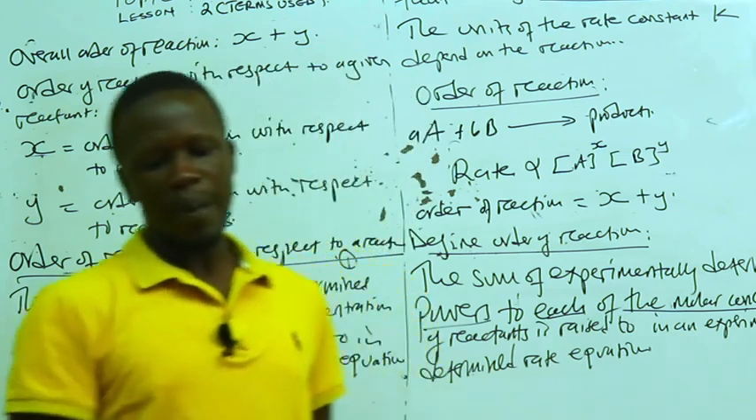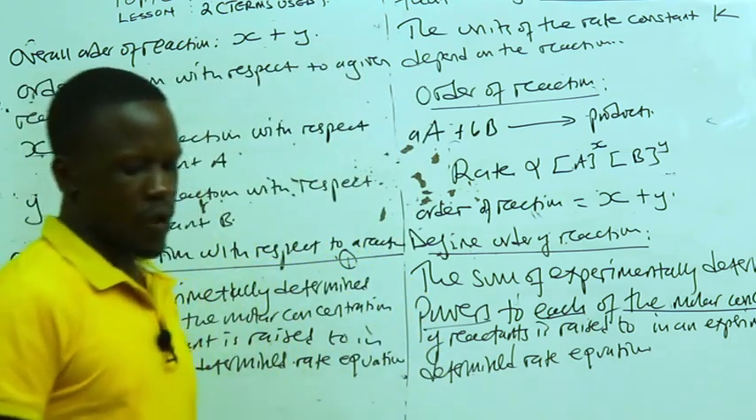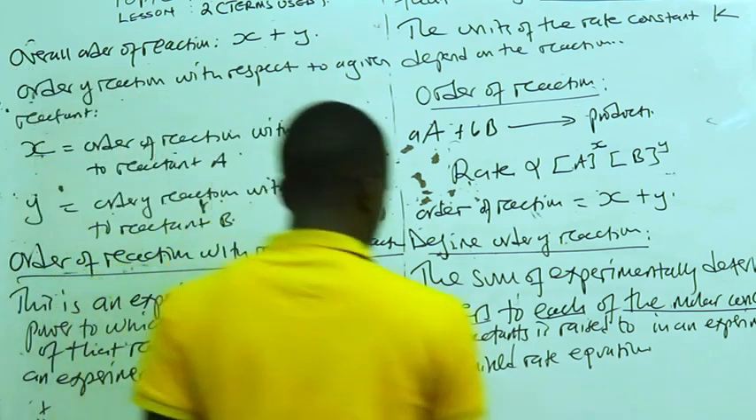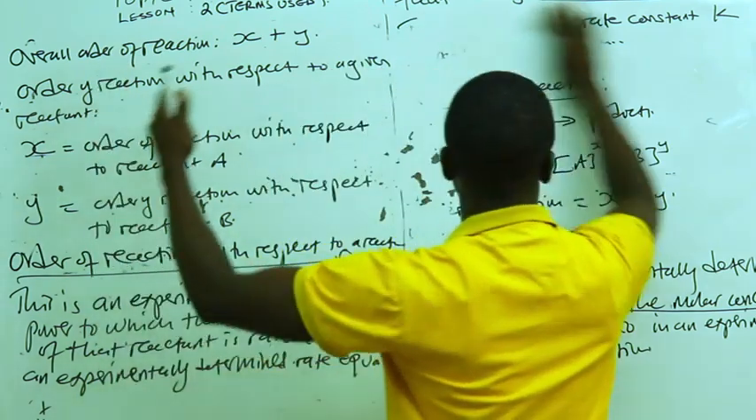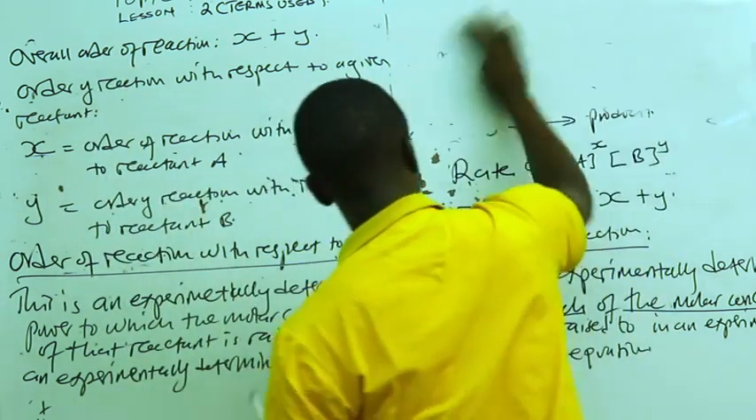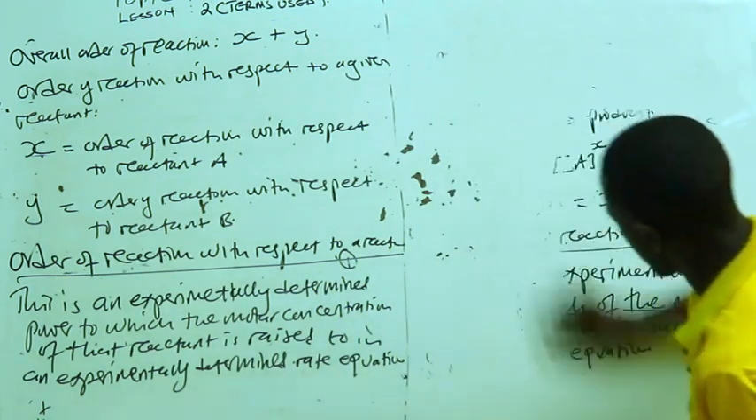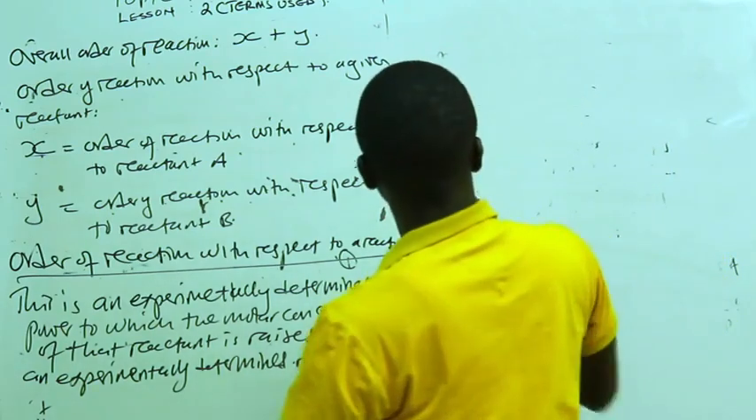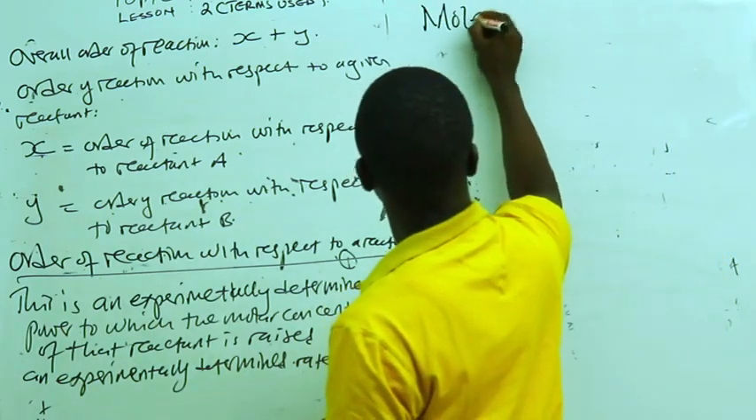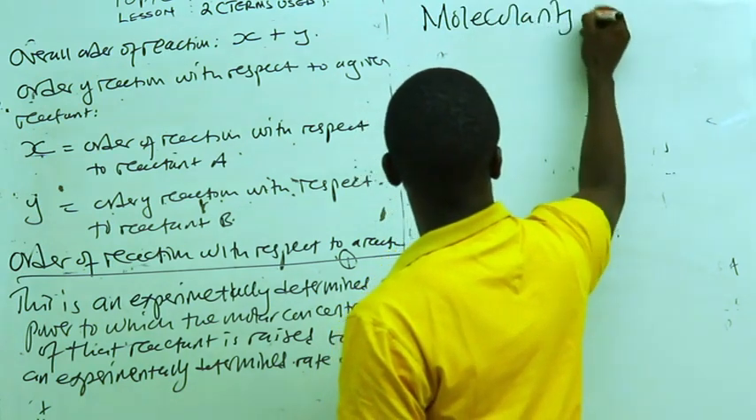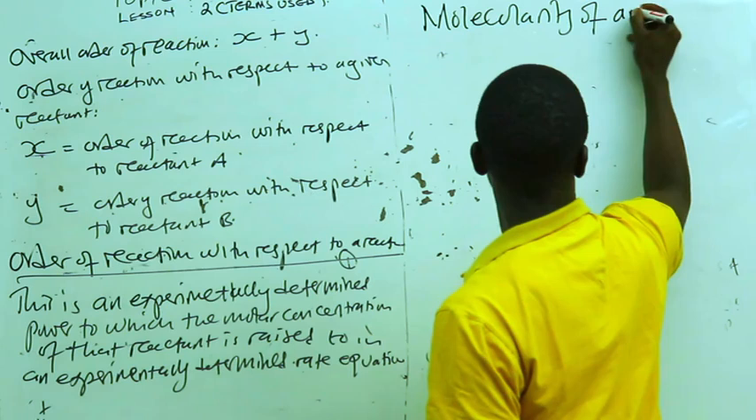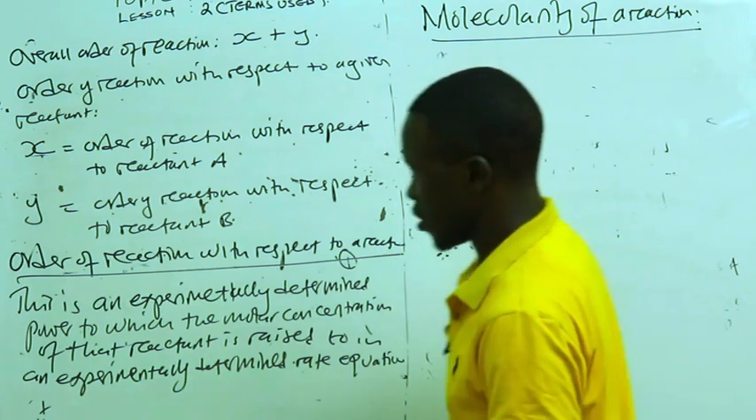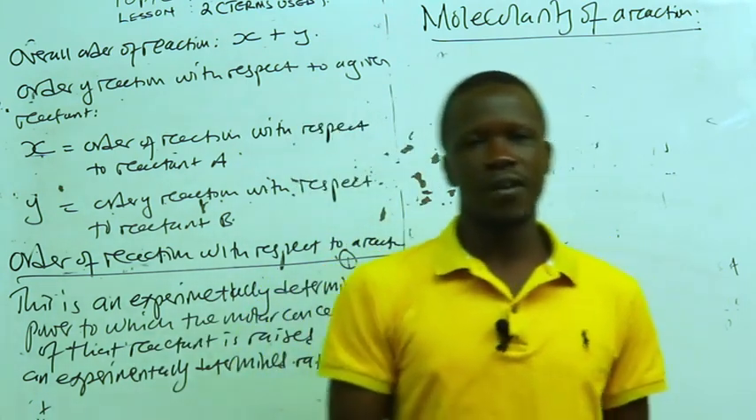Now, apart from order of reaction, we have other terms that we can still look at, which are not reflected here, but are very crucial terms. There is now what we call molecularity, another term. Molecularity of a reaction. The other one is order of a reaction, and then molecularity of a reaction.